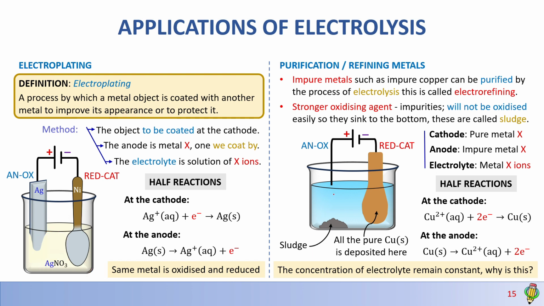Same thing happens on the purification side. When the copper from the impure sample becomes Cu2+, another Cu2+ from solution is being picked up to the cathode to become copper solid. So when copper is being gained in the electrolyte, copper is being lost from the electrolyte, so the overall concentration of the electrolyte stays the same.